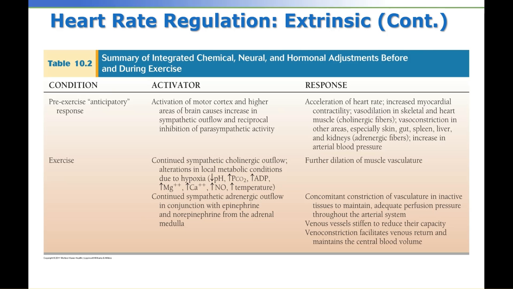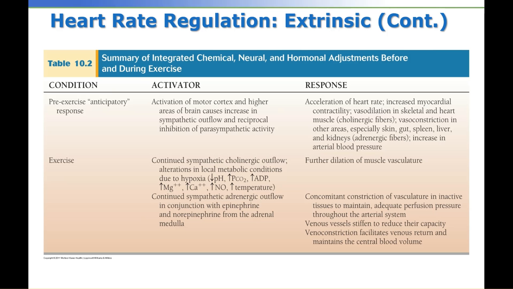So you have heart rate regulation, extrinsic. You have a summary of integrated chemical, neural, hormonal adjustments during exercise. Pre-exercise anticipatory: you have activation of the motor cortex and higher areas of the brain, which causes an increase in sympathetic outflow and reciprocal inhibition of parasympathetic. So you're trying to have that sympathetic response, which is acceleration of heart rate, increased myocardial contractility, vasodilation in skeletal and heart muscle, and vasoconstriction in other areas, because the blood has to go towards the heart. That's what it's doing.